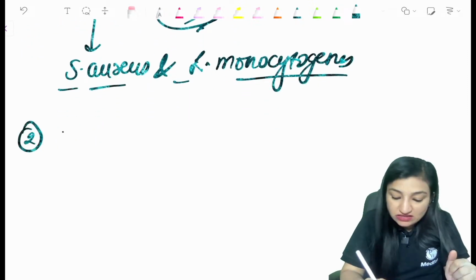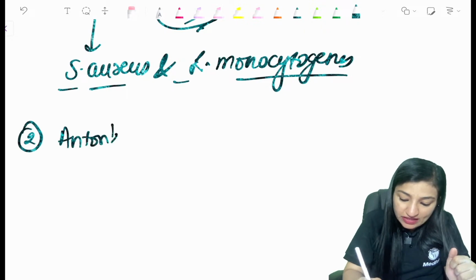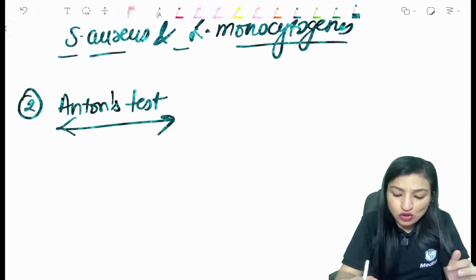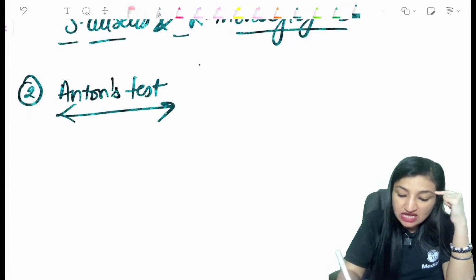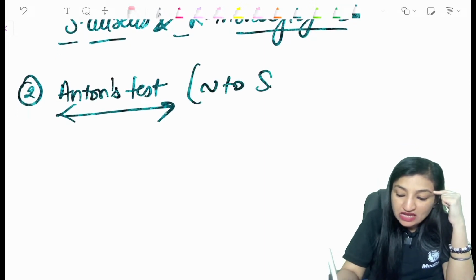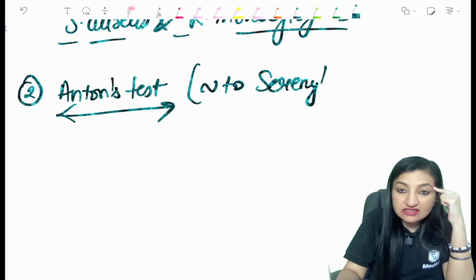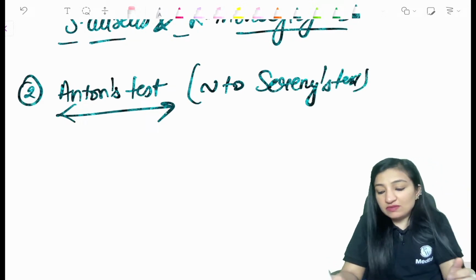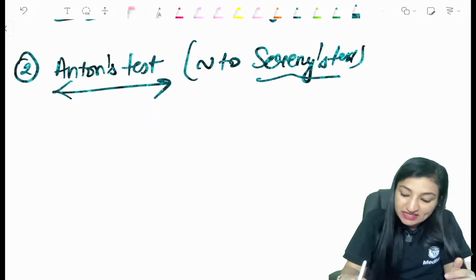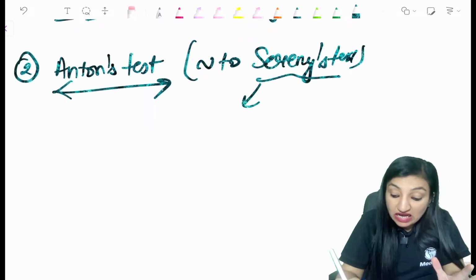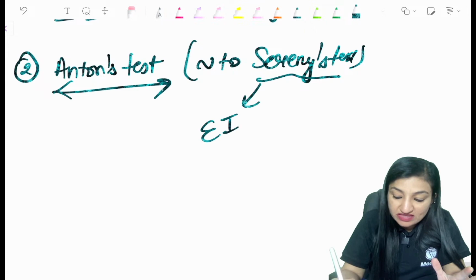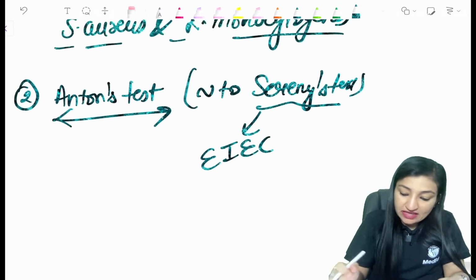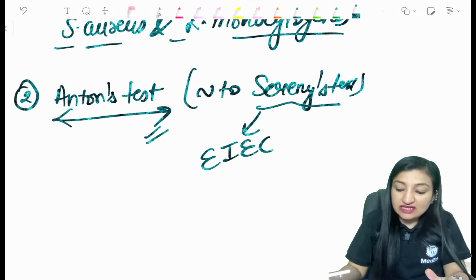Then the next test, which is not done nowadays because of ethical reasons, but MCQs are commonly asked on this, is Anton's test. Now this is very similar to whom? This is very similar to the Sereny test. What is the Sereny test done for? We don't do the Sereny test now, I mean we used to do it earlier. So basically the Sereny test was done earlier for enteroinvasive E. coli. This is a test of invasiveness. Okay, so what is done in this case? Anton's test or Sereny test.